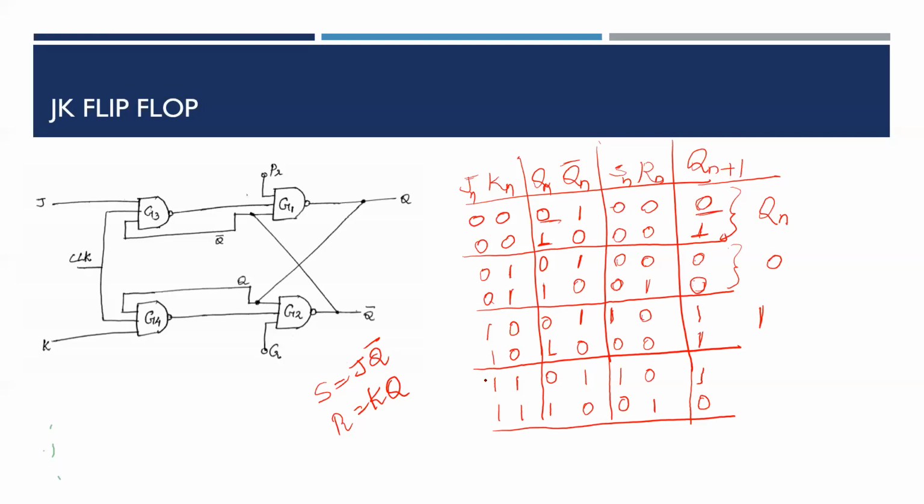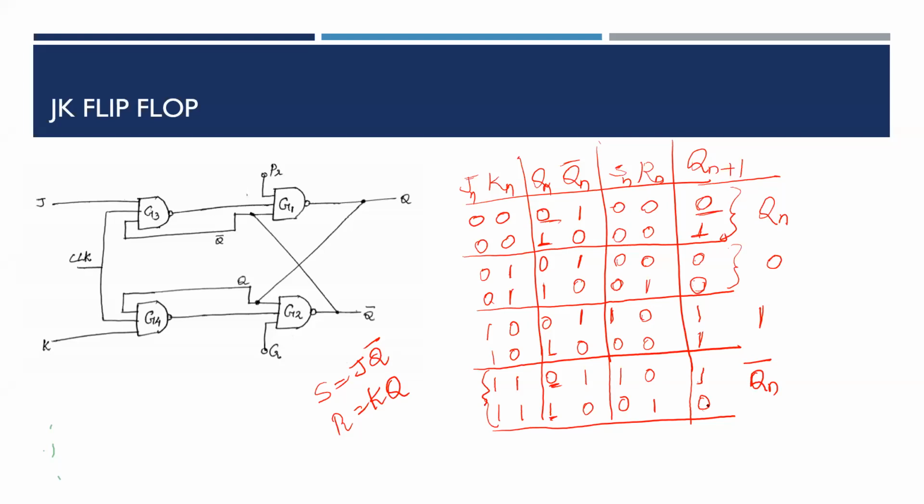Now let's consider the last two rows. In these rows, J equal to 1, K equal to 1. Output was എന്താണ്? Qn bar. അല്ലേ? Qn 0 ആയിരുന്നു, ഇവിടെ വന്നപ്പോ 1 ആയി. ഈ റോയിൽ Qn 1 ആയിരുന്നു, ഇവിടെ വന്നപ്പോ 0 ആയി. So we can conclude that when both the inputs are equal to 1, output is Qn bar.